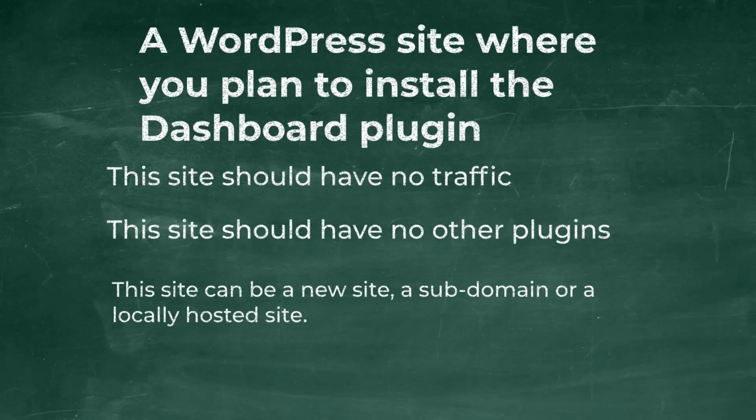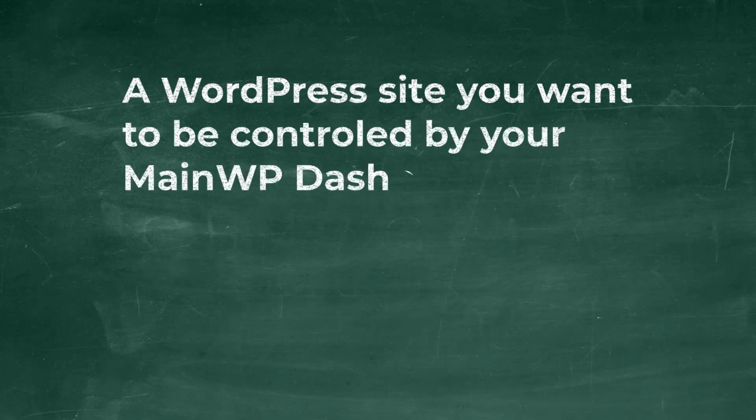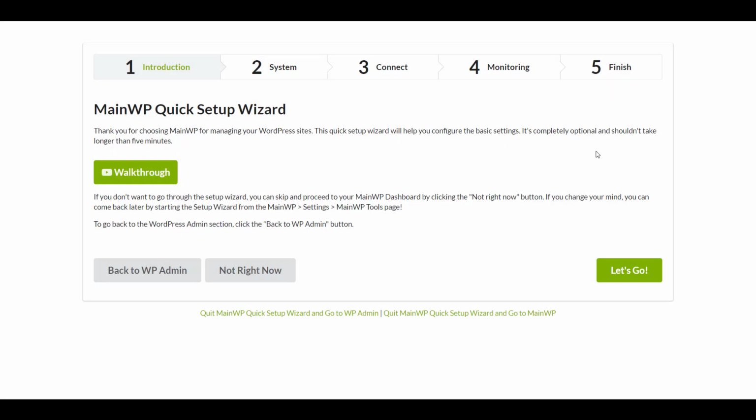The second thing is the WordPress site you want to be controlled by your MainWP dashboard. Once this site is connected to your dashboard, it is then referred to as your child site. I have both of my sites open in two different tabs. Okay, once you have those ready, let's get started.